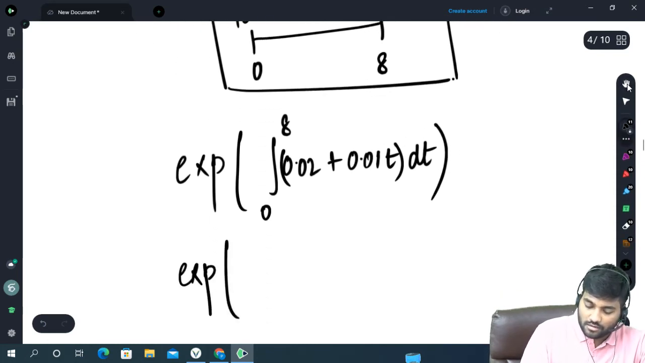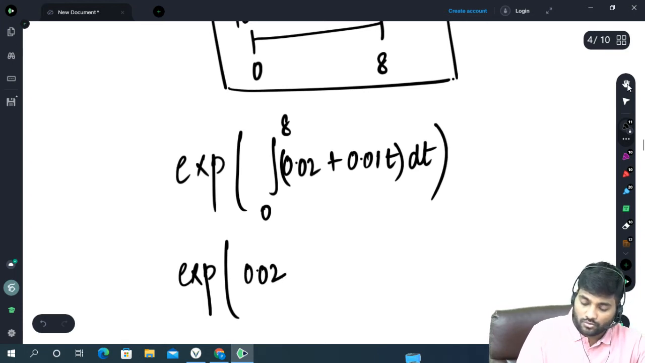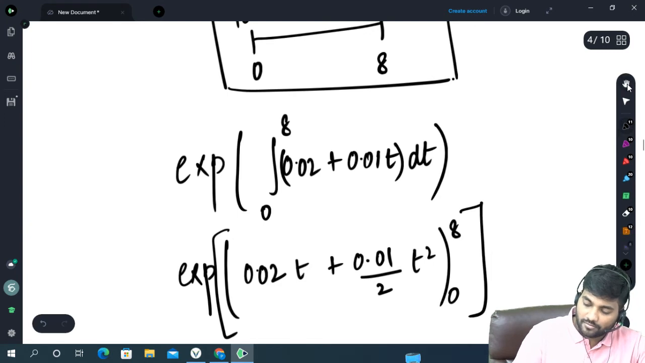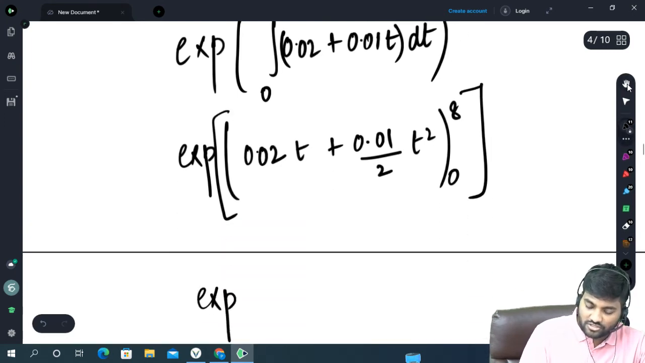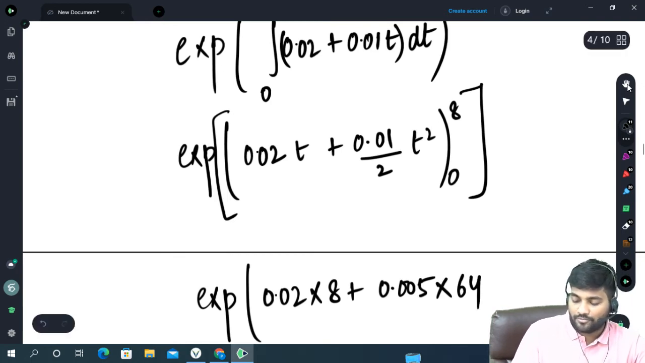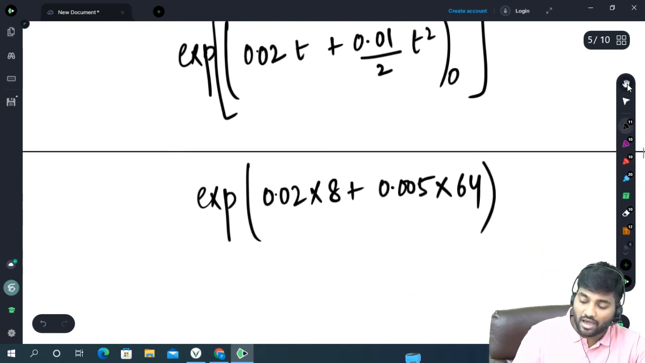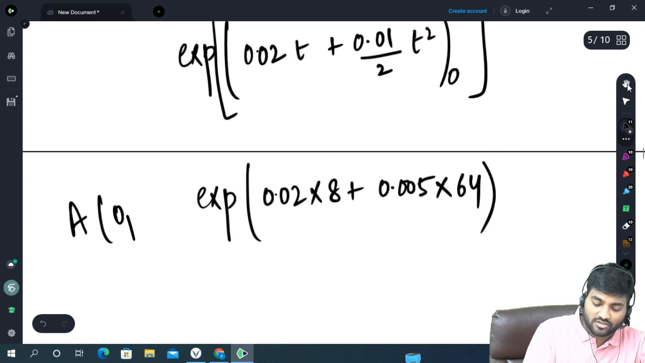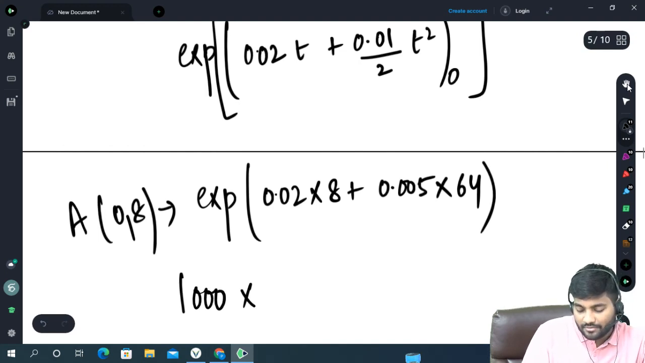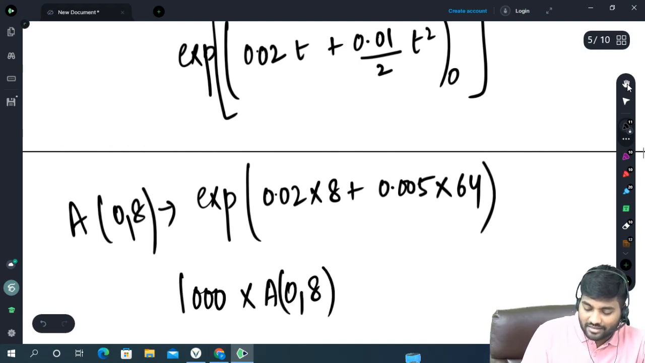So it is exponential 0.02t plus 0.01 by 2 t square. Okay, so it is 0 to 8. So it is exponential 0.02 into 8 plus 0.005 into 64. Please solve, and this is e to the power, and this is the accumulation factor 0 to 8. Okay, and we'll multiply this by 1000.